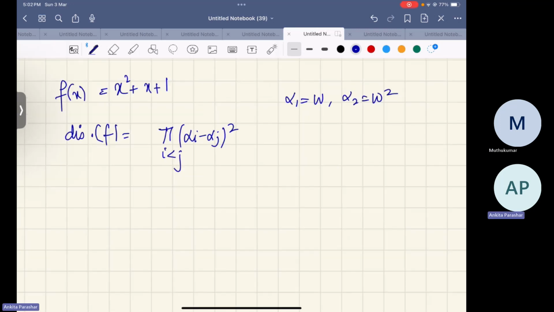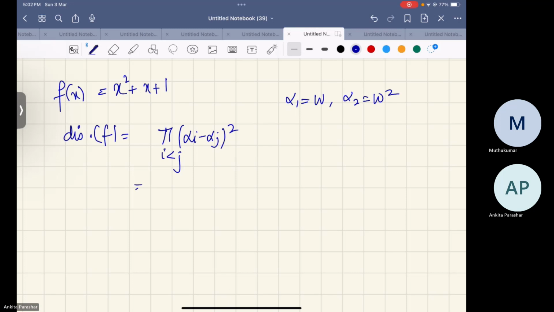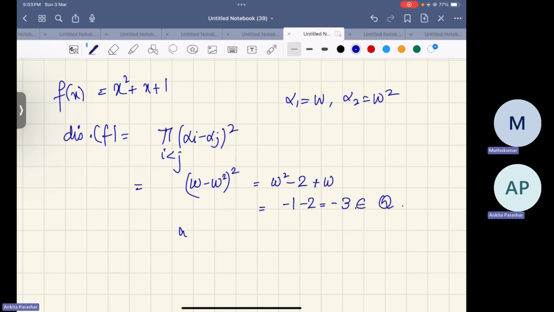What is the discriminant? That is (omega minus omega squared) whole squared. This is omega squared minus 2 omega cubed plus omega to the fourth, which gives minus 3. This is a rational number, even if omega and omega squared are in C. So notice the discriminant is always in the base field.